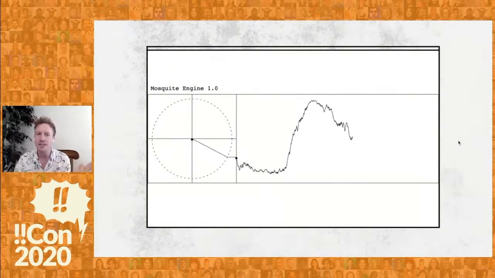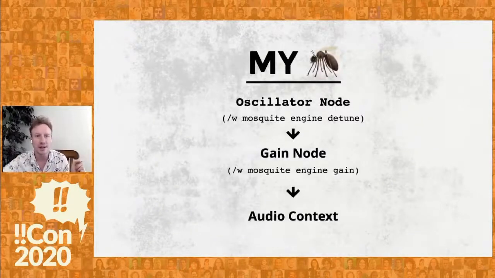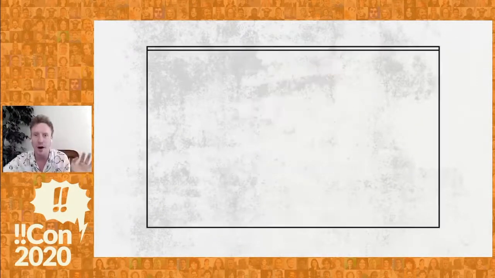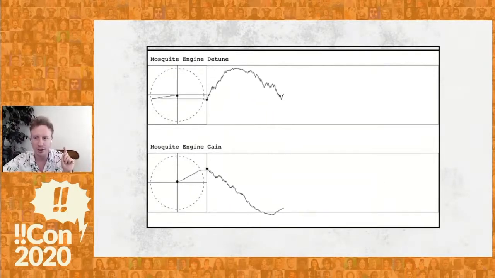But now that I've got this Mosquito engine running the detune, why don't I connect it to all the pieces? If I connect it to the gain node, I can control the volume, and it can go up and down again with the mosquito. That is really starting to get onto the annoyance of the mosquito.